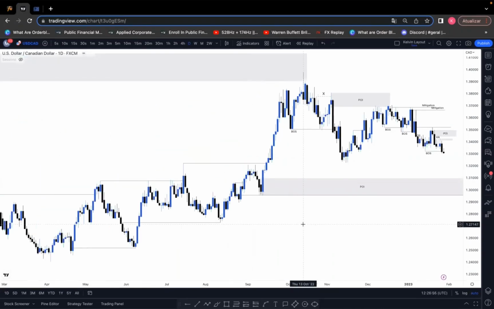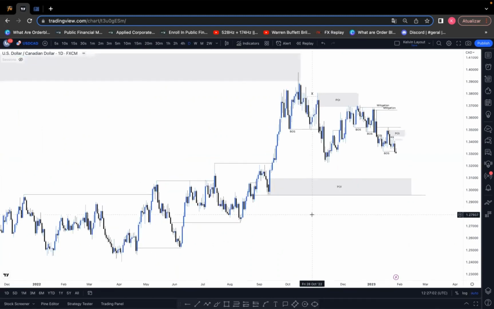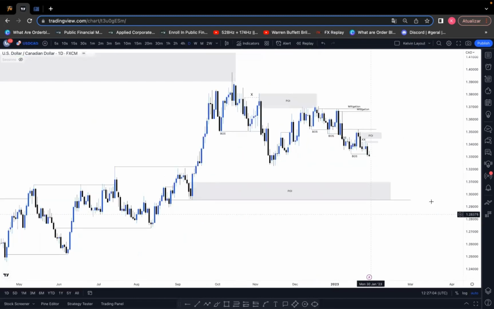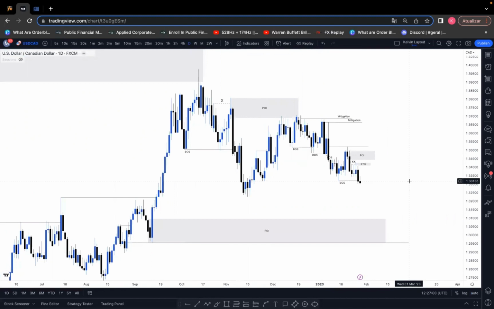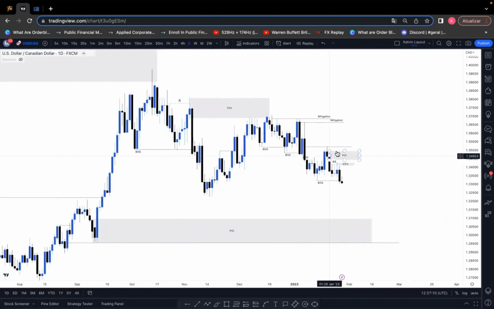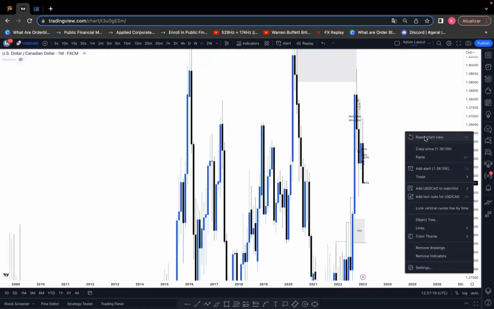Now, USD-CAD. USD-CAD is a pair that I really like. Really like this pair. It has a nice price action. It moves quite quickly. But recently, it's been quite consolidating a little bit, right? Price came towards this monthly supply zone. Let me just go back to the monthly time frame real quick.